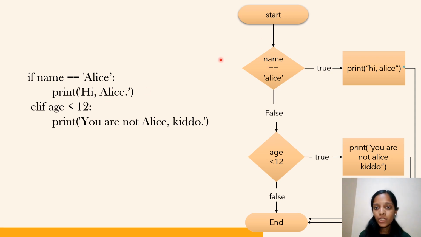You can see the flow chart here. If the name is equal to Alice, hi Alice is printed. If the name is not equal to Alice, or if it is false, then it checks for age, which is the elif statement. If the age is greater than 12, it ends the block of code or the if statement. If the age is less than 12, which is true, it prints you're not Alice kiddo.